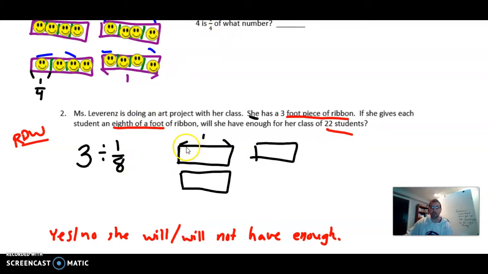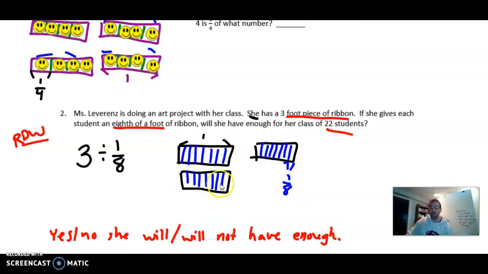So I'm going to now cut this up into how many pieces? If you were thinking 8, you're correct. So I need 7 lines. 3, 4, 5, 6, 7. 1, 2, 3, 4, 5, 6, 7. And 1, 2, 3, 4, 5, 6, 7. I'm going to label these as this is just 1/8.